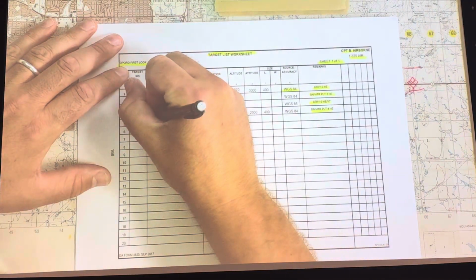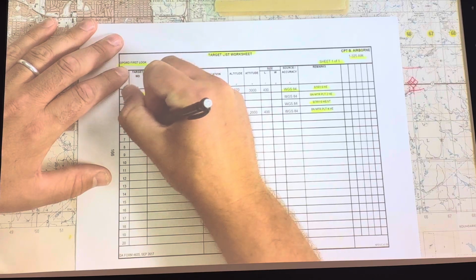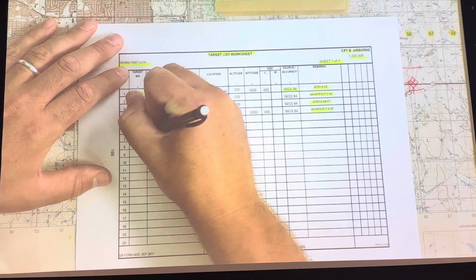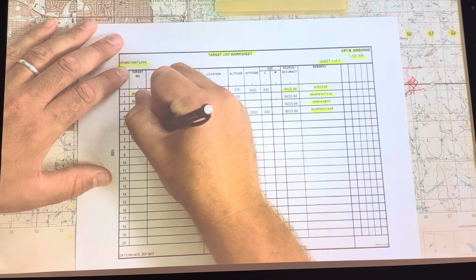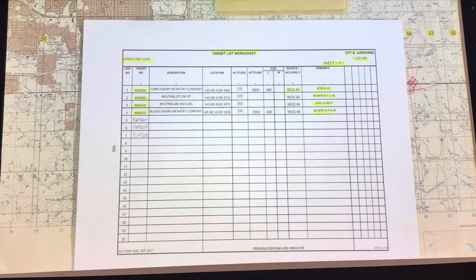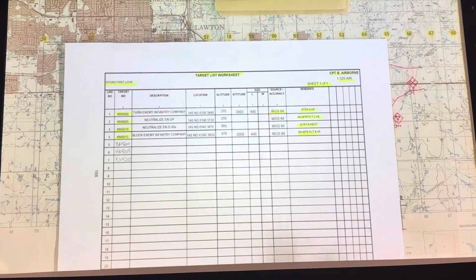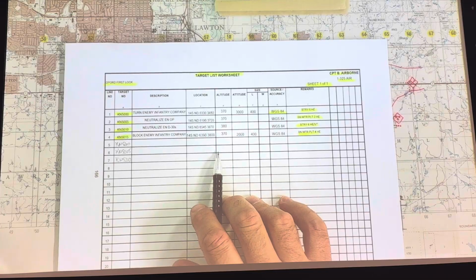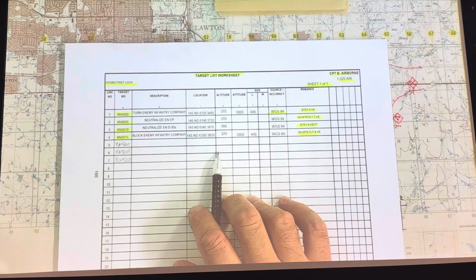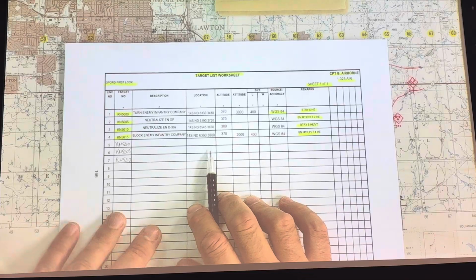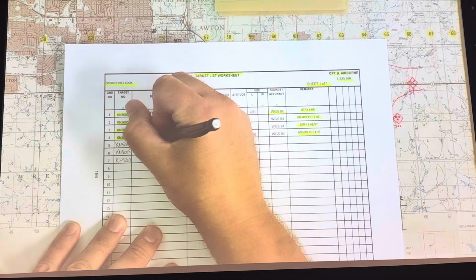So Kilo November 5200, Kilo November 5205, and Kilo November 5210. Okay, so now that we have our three targets there, this document will need to go to the FTC. So we need to tell them what we're doing and who they're targeting. So we know that we're looking for the assault force and the BTRs. So for the first 2 targets, we know we're targeting those BTRs.